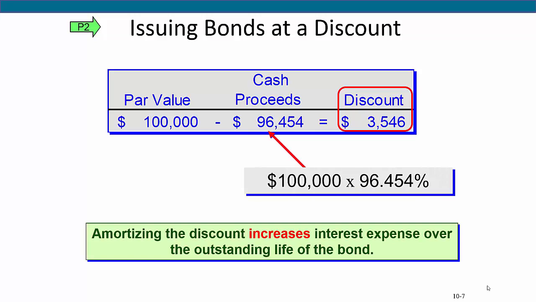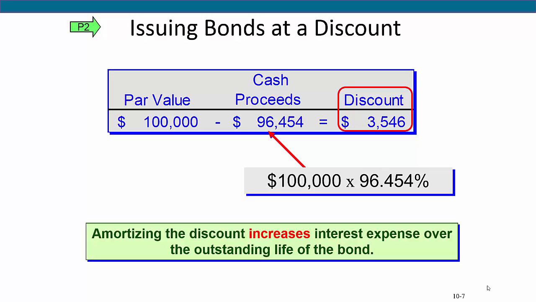Fila will receive cash of $96,454 from the bond issuers. Note that the cash received is computed by multiplying the par value of the bond on the bond document by the market issue price of 96.454%. This is important. You will need to be able to calculate the cash received if I give you the issue price as a percentage of the par value.